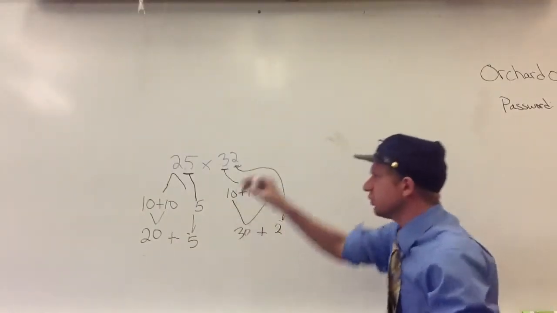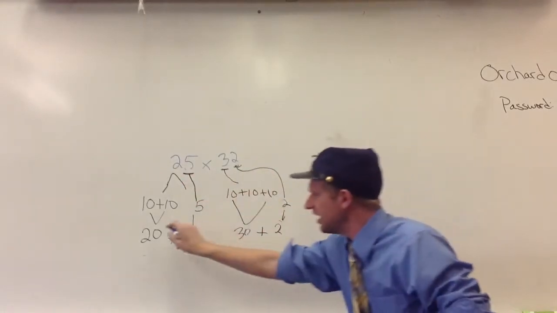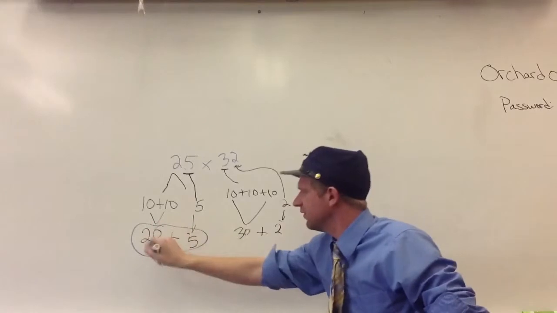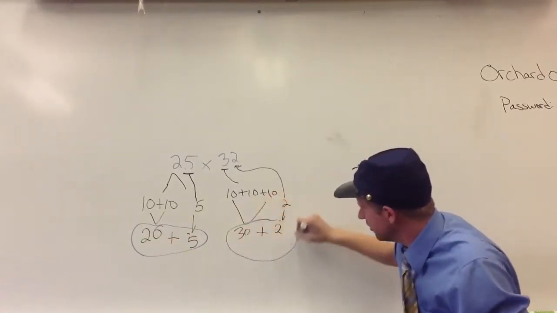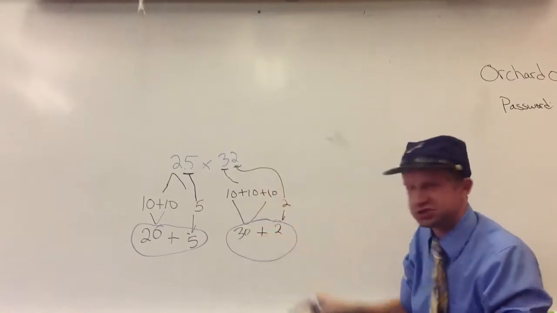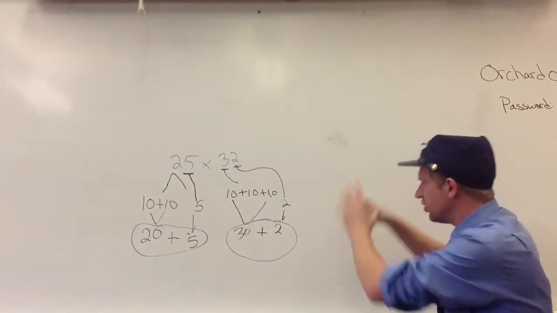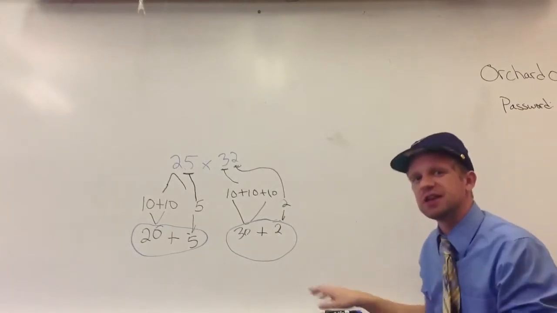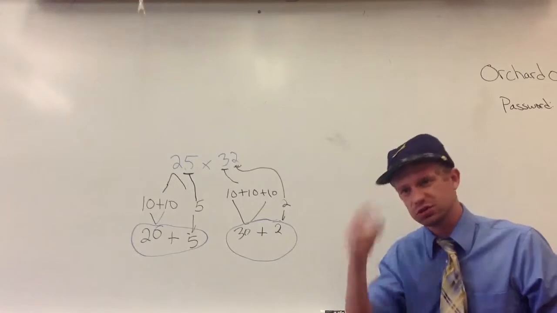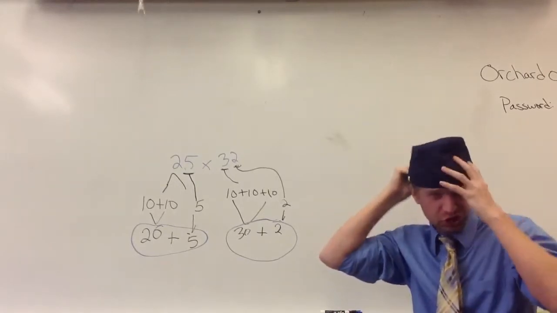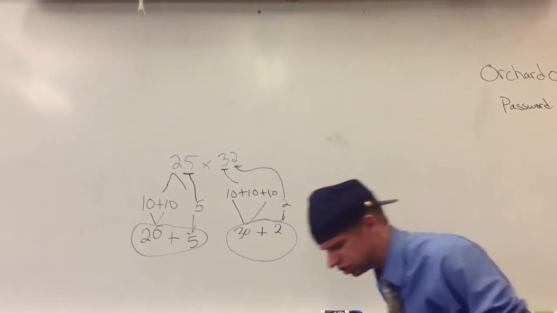Alright, young scholars, so we've decomposed 25 and 32. We decided 25 equals 20 plus 5, and we decided 32 is 30 plus 2. Now comes the next step: creating our place value rectangle, putting the numbers on it and solving it. So, let's get ready to rock this place value chart.